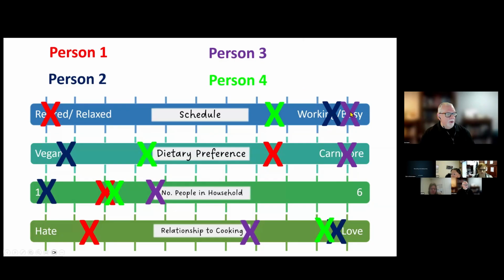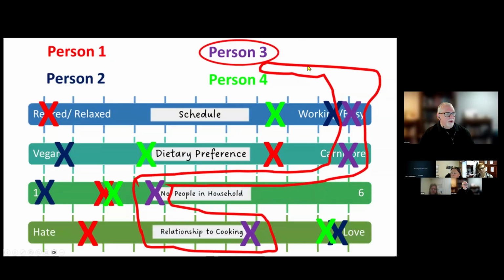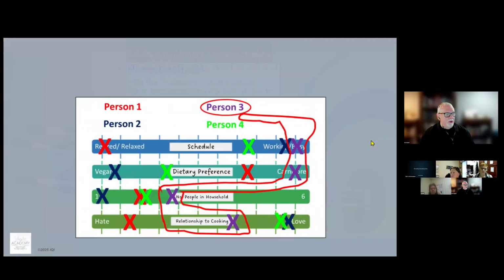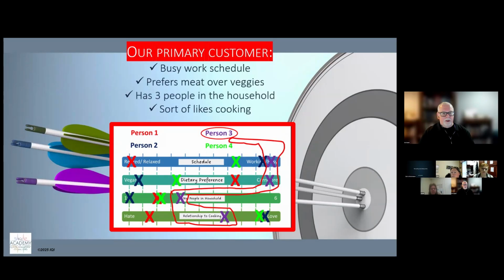And we can see, for instance, that person 3 has a very busy work schedule. They prefer meat. There are 3 or 4 people in their household, and they're on the cooking side of things. And if we decide we want to take person 3 and have that be the customer we're working towards, then we just highlight that, and then we come up with this. We have an idea that says, okay, our primary customer in this sense is someone with a busy work schedule. They prefer meat over veggies. They have 3 people in their household, and they sort of like cooking.